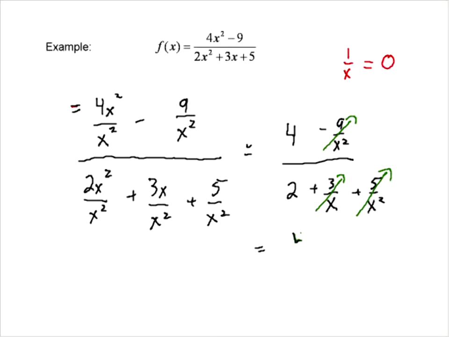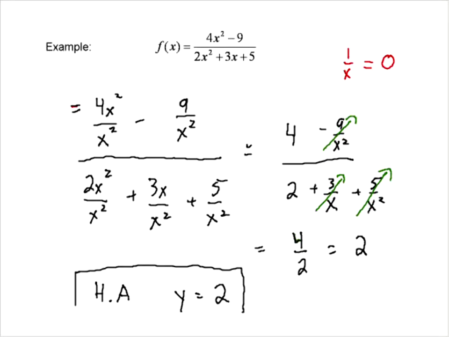Now remember, we're not trying to solve anything here. This doesn't give you any solution except what the horizontal asymptote is. So 4 divided by 2 is all we're left with, so we just get 2. So we have a horizontal asymptote, and remember horizontal is y, so y is going to equal 2. So in this question, if you're asked to find the horizontal asymptote, because the degrees are the same, we would have a horizontal asymptote at y equals 2.